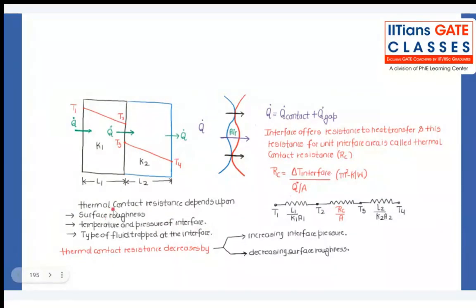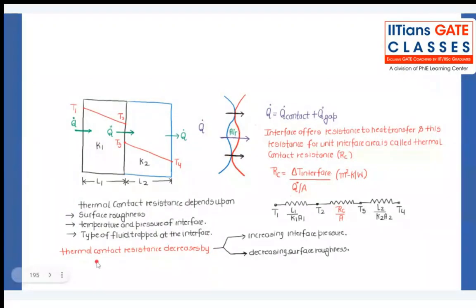Now, on what factors does this thermal contact resistance depend? It depends on the surface roughness. It depends on the temperature and pressure of the interface. It also depends upon the type of fluid which is entrapped at this interface.